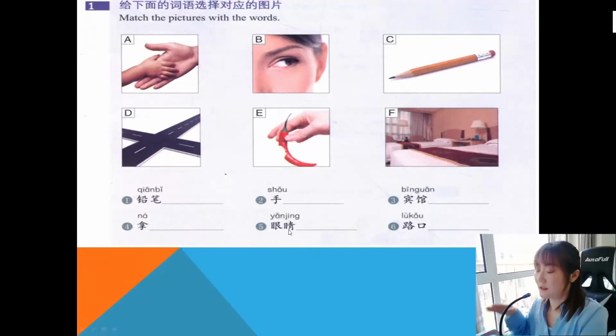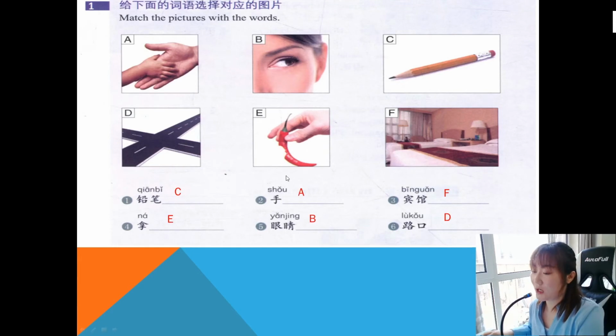眼睛, so choose B. 路口, so crossing, choose D. So the answers are C, A, F, E, B, D.